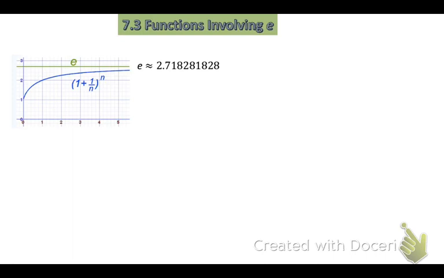Another irrational number that you're familiar with is pi, and we know that pi is approximately equal to 3.1415926, etc. So kind of in the same vein. So we're going to practice just some basic functions with e, and then we'll look at some graphing.